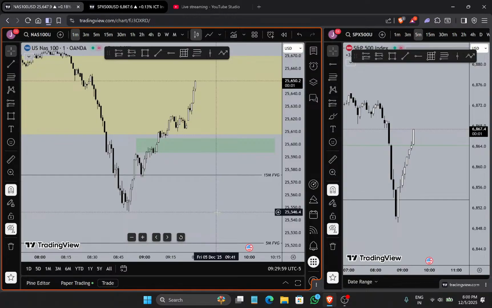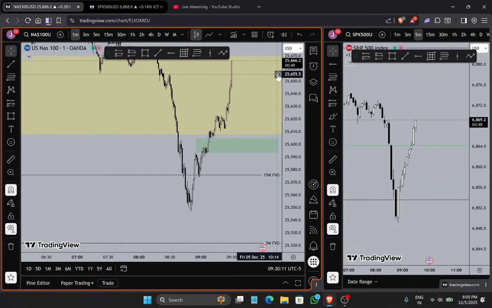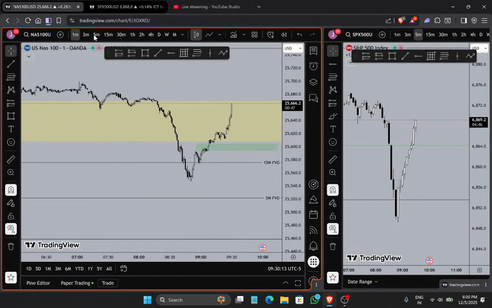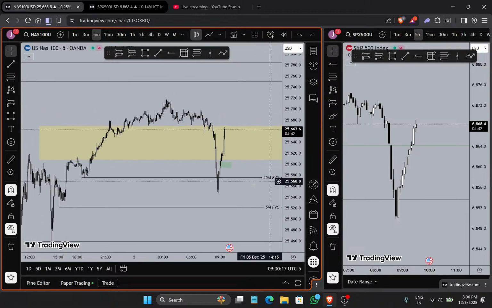Hey guys, welcome back to today's trading session. We woke up and let's see what will happen in the open on this candle. Let's go. Wow, we pushed hard to that side. Let's see, guys. This is great.